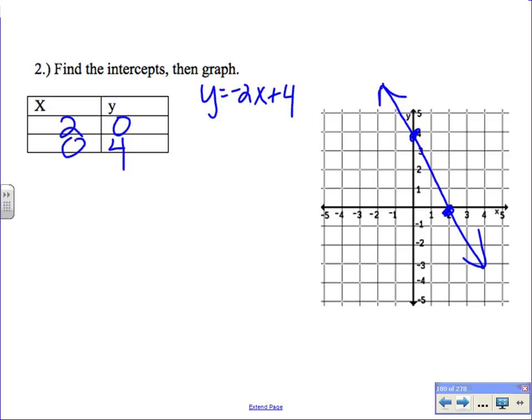Okay, so if I plug in 0 for y, 0 equals negative 2x plus 4. First thing I want to do is get the x to the other side, so what will I do first? Add 2x. And then 2x equals 4. x equals 2. Okay? Any more questions on that?